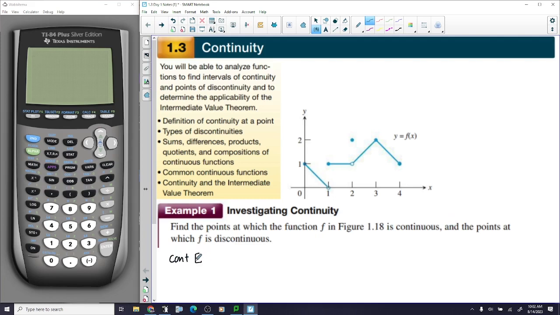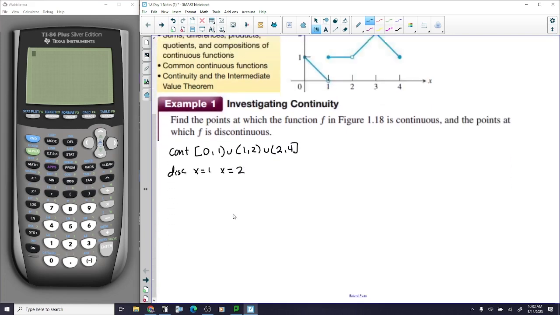Continuous on, and the bracket means we're going to include that point. We're going to go from 0 to 1. Don't include 1. Union with, let's go 1 to 2. So we're not going to include 2. There's a discontinuity there, a removable discontinuity. Then union with all the way from 2 to 4. So at 2 we have a discontinuity, and then this function is continuous all the way to 4 and including 4. So the discontinuities are x equals 1, x equals 2. So 1 and 2 are the discontinuities.